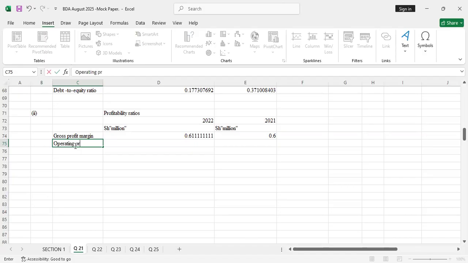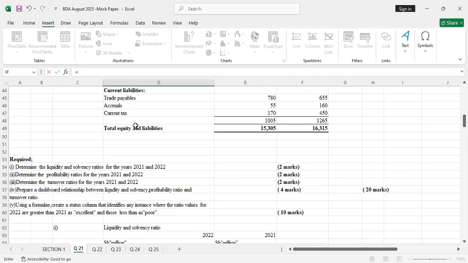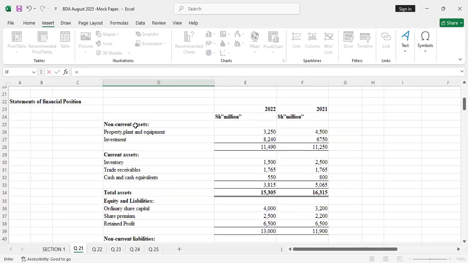Operating profit margin. That's a ratio. So what's the formula for the operating profit margin? It's always earning before interest and tax, you divide by revenue. So we'll check for earning before interest and tax, you divide by revenue.